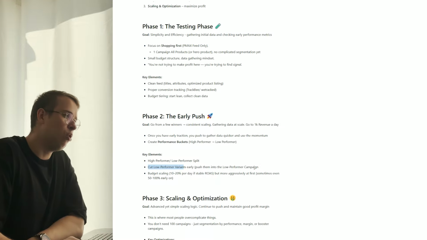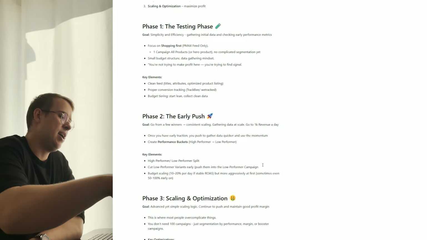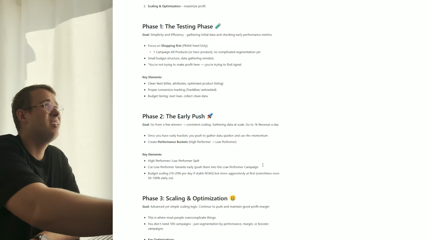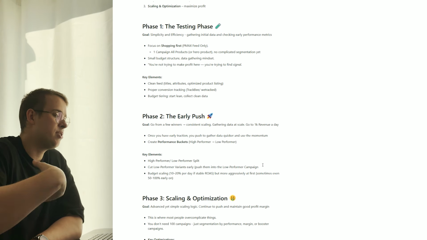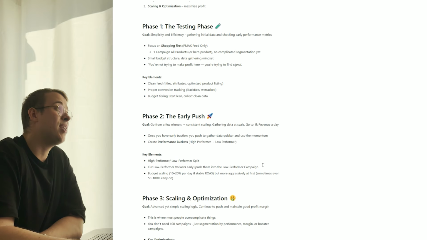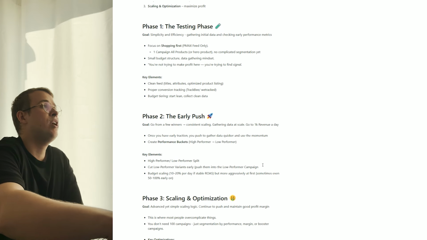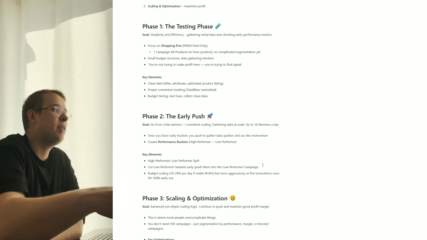So we push it into a low performer standard shopping campaign with a low budget, and standard shopping works quite well with low budget as well. So you can keep it controlled, efficient, quite stable. And there you can still give those products some time. Sometimes they develop quite nicely there, and if the performance is great, they get pushed back to the high performer campaign, right?